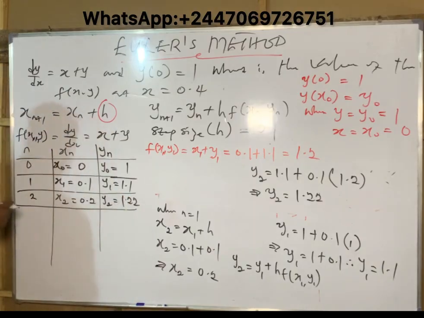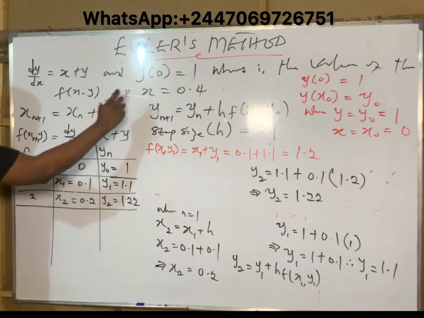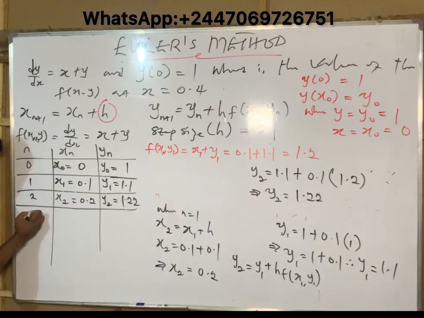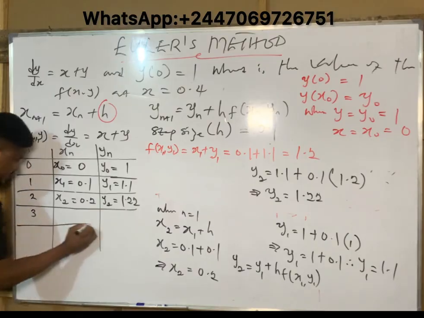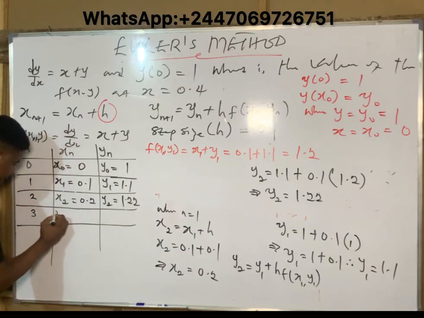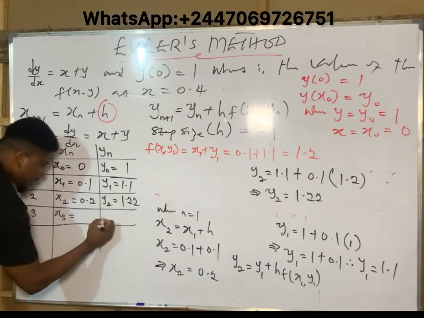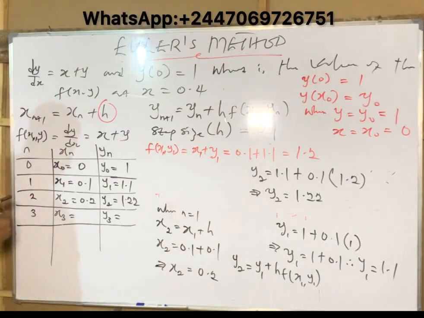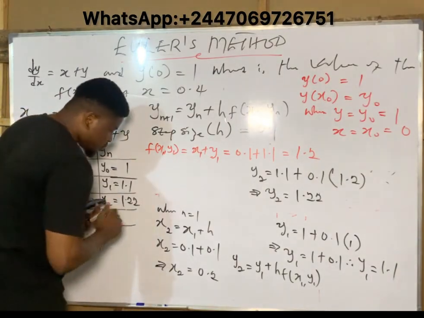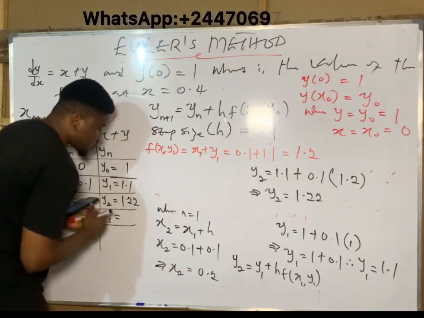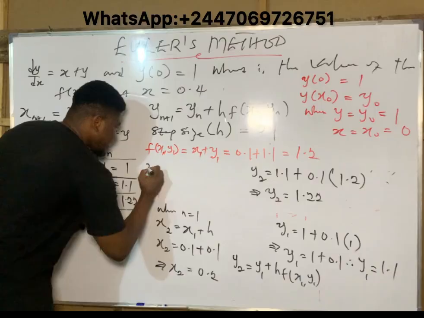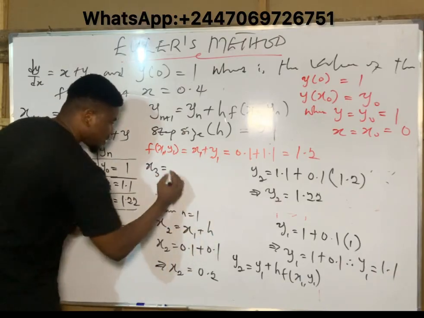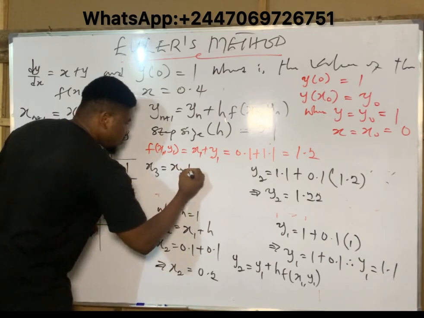Now remember, the target is to stop when x is 0.4. So since we are still at 0.2, it means we still continue. Find when n is equal to 3. When n is equal to 3, it means my x becomes x3 and my y becomes y3. So we need to find x3 and we need to find y3. To find x3, what do we do? Still this equation, x2 now becomes x3. So I'll simply plug back the previous values. In place of x1, this is now going to be x2 plus h.